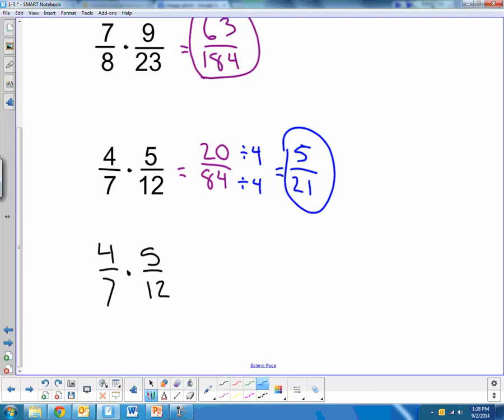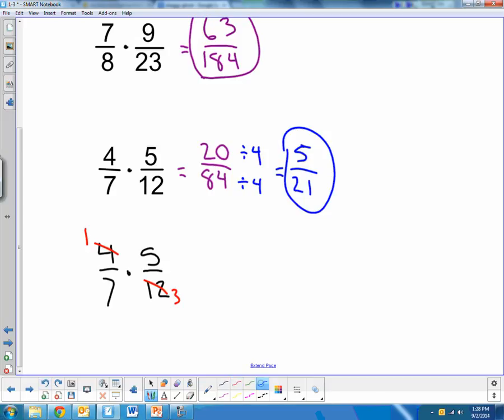Cross-simplifying is saying, well, if I cover up the 7 and the 5, which you can't see my hands doing, but cover up the 7 and the 5, then we're looking only at the 4 and the 12. If you can divide both 4 and 12 by the same thing, which we can in this case, we can divide 4 by 4. 4 divided by 4 is 1. And we can divide 12 by 4. 12 divided by 4 is 3. So we've done some cross-simplifying.